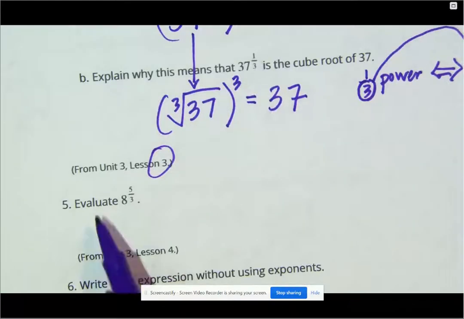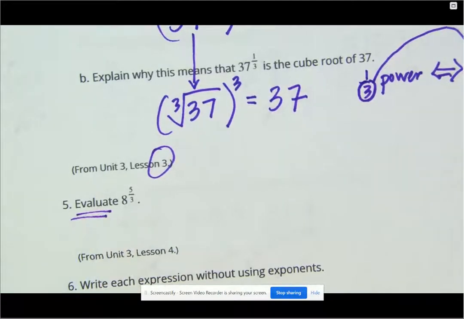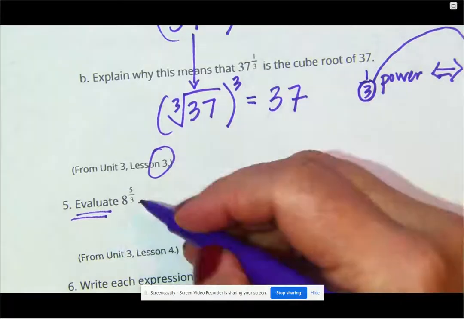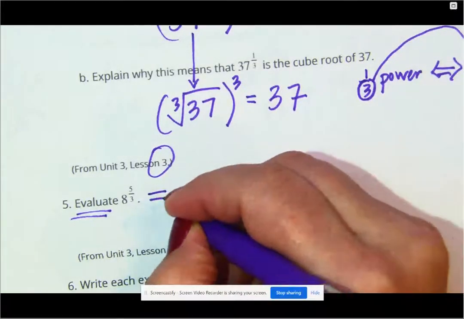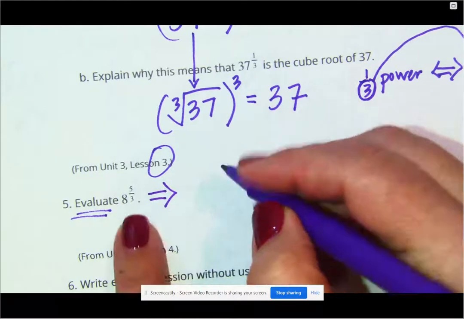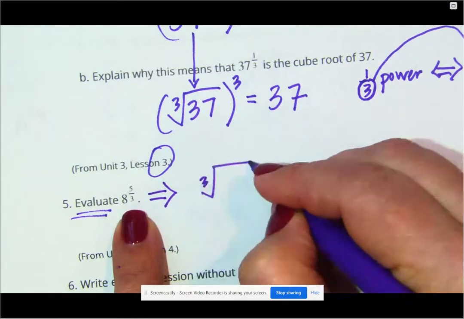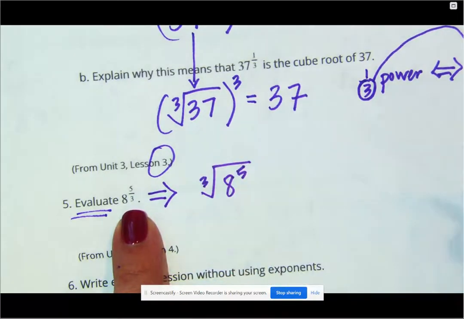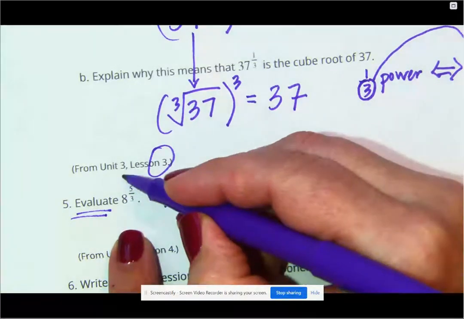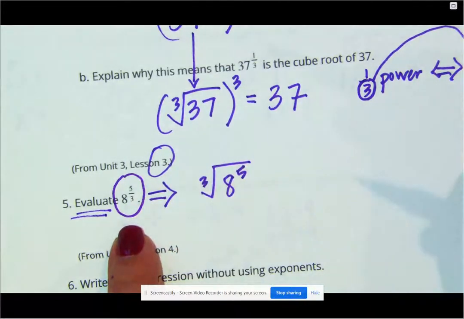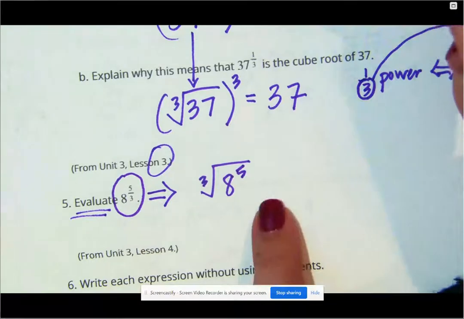It says evaluate. A lot of times students get confused on directions. Evaluate means figure out the answer numerically. Now I'm going to do this by hand. You could also just type it into a calculator. So for me, I like to have it written in radical form. So this means the cube root of 8 to the 5th. Again, you could just go type this into your calculator right now and you'll get the answer. I want to show you how to do it with your brain.